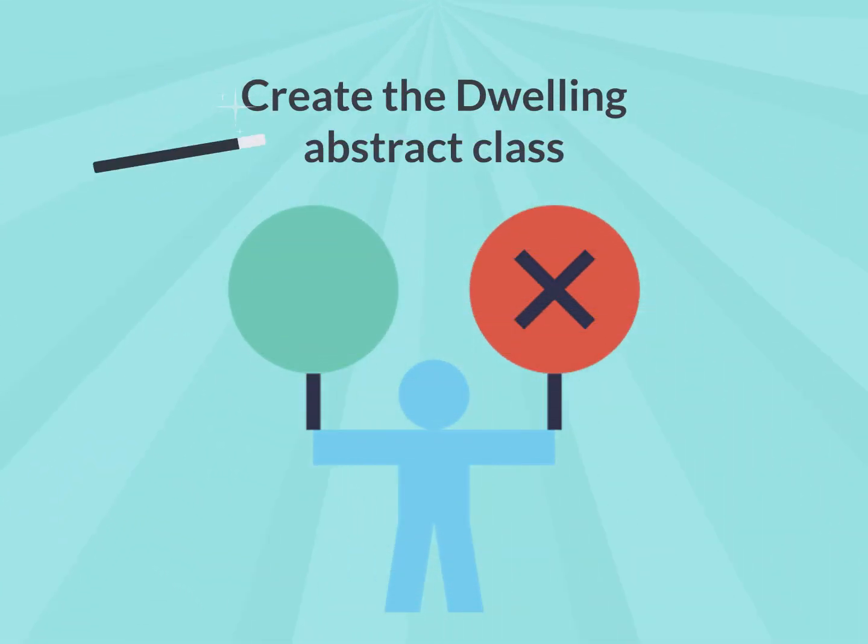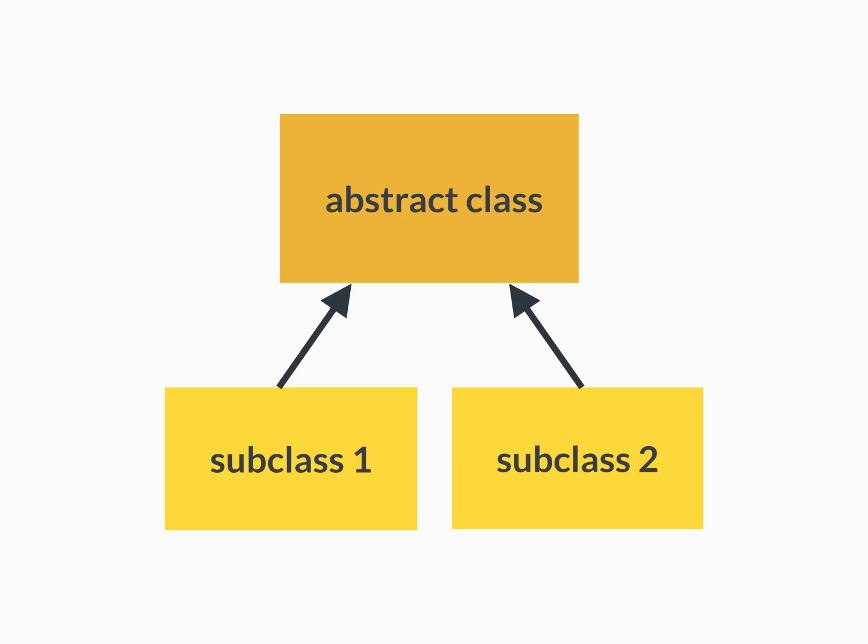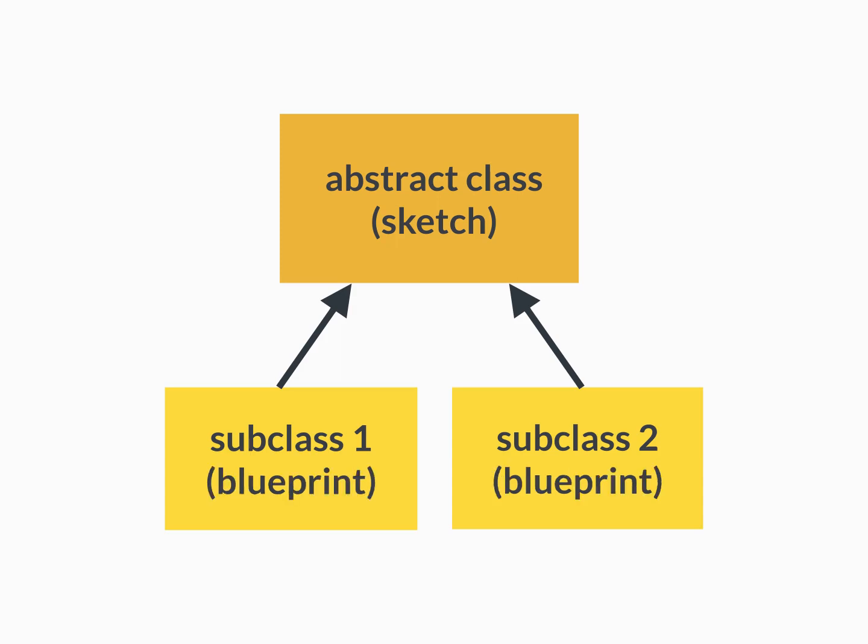Create the dwelling abstract class. An abstract class is one that cannot be instantiated because it is not fully implemented. You can think of it as a sketch. Sketches contain ideas and plans for something, but often not enough information to complete the build. You can use a sketch, abstract class, to create a blueprint, class, from which actual object instances are built.